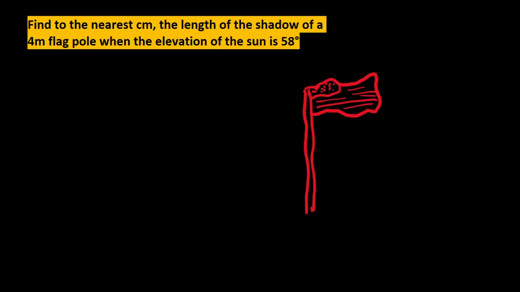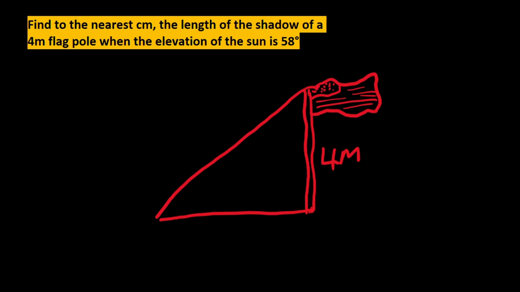So this flag right here, the length of the shadow of a 4 meter flagpole. So let's say this is 4 meter, 4 meter flagpole, when the elevation of the sun is 58 degrees. Okay, so there's an elevation, right? So it's 58 degrees because it's an angle, right?